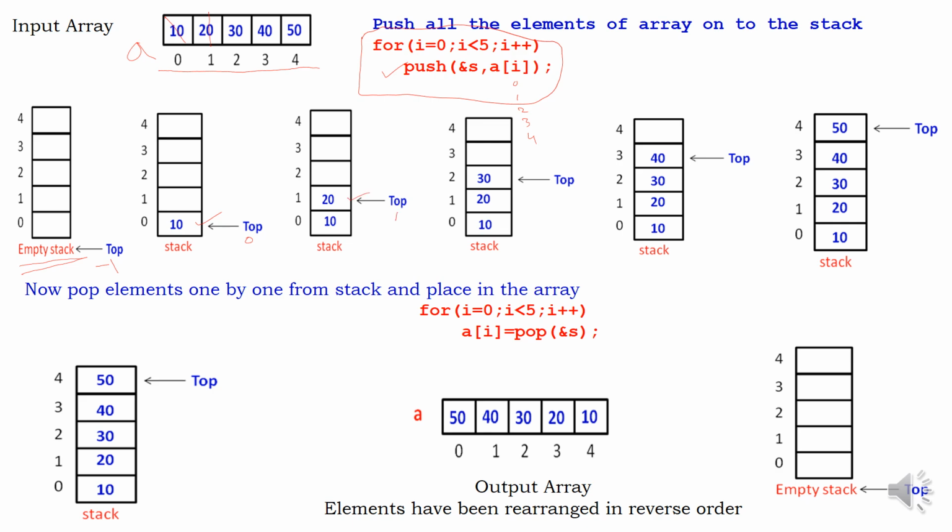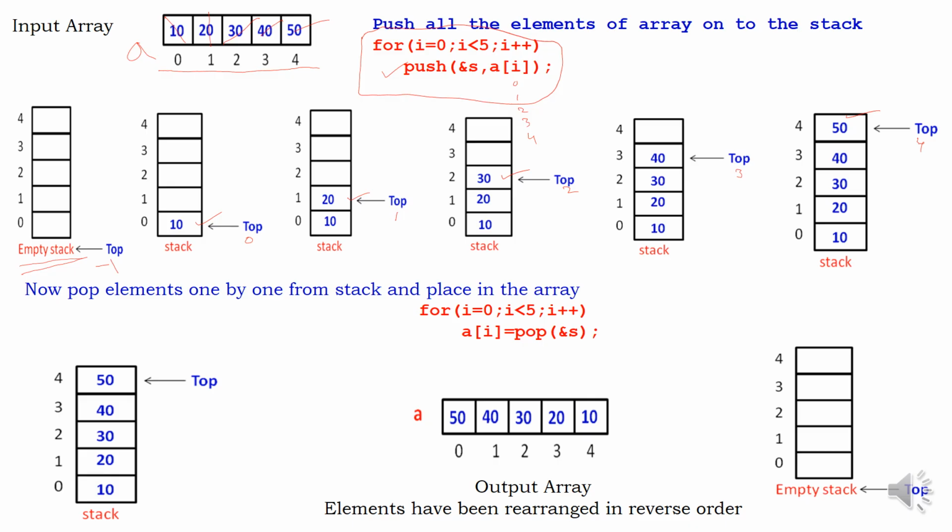Top is 1. Then 30 is pushed. 30 is placed in the stack. Top is 2. Then push 40. 40 is also placed in the stack. Top is 3. Then 50 is pushed onto the stack. So top is 4. So 50 is also pushed. So all the 5 elements have been pushed onto the stack.